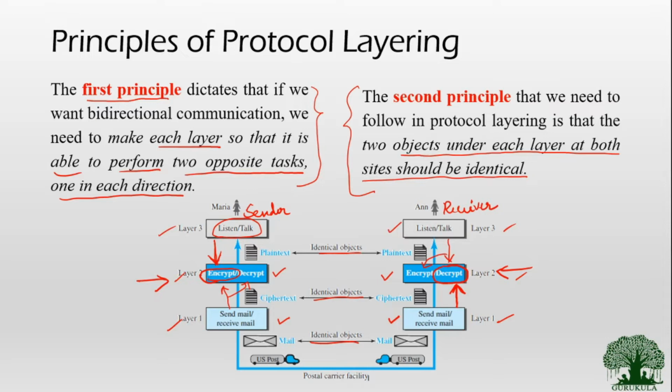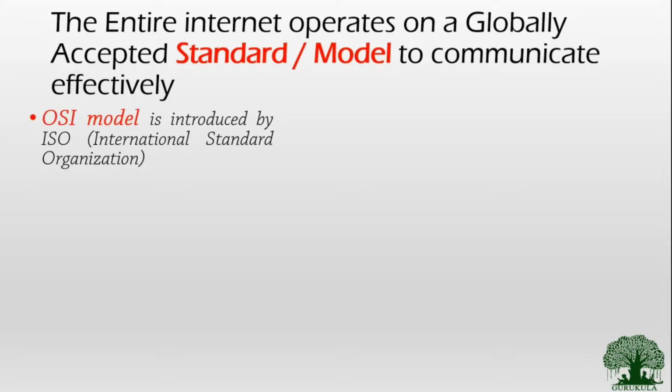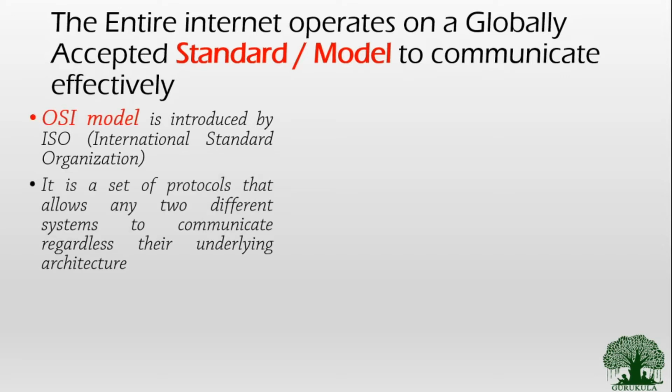So in order to avoid all these compatibility issues, the entire globe has accepted a particular standard or model to communicate effectively. Whatever devices are manufactured for networking purposes will have to adhere to this standard, that is what we call the OSI model. This OSI model is a standard proposed by ISO, that is the International Standard Organization. It is a set of protocols that allows any two different systems to communicate regardless of their underlying architecture.